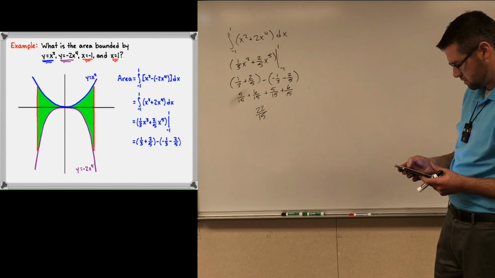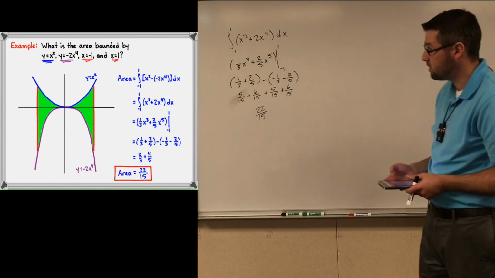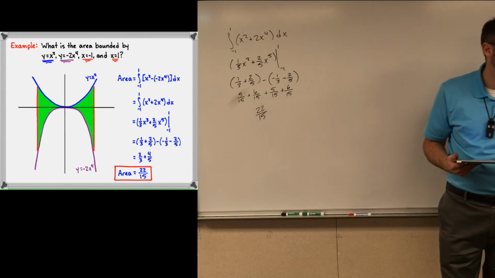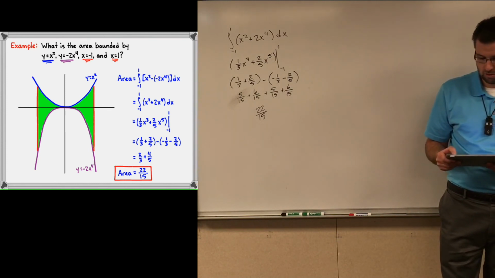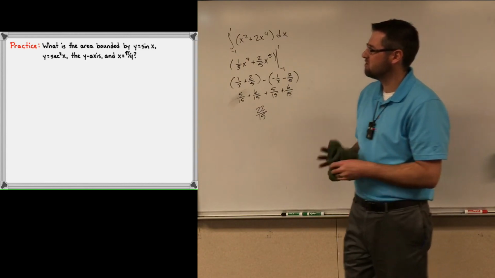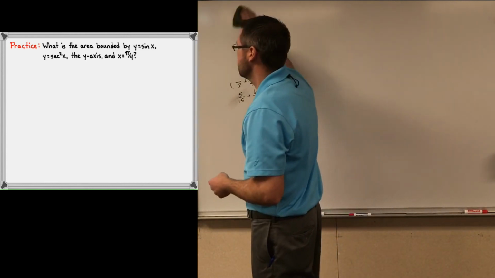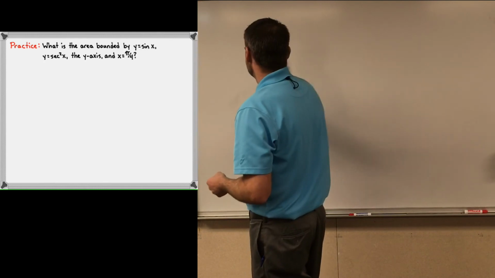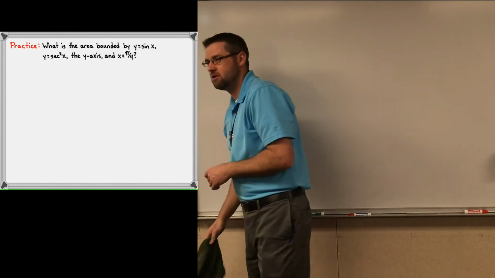All right. And that simplifies to 22 over 15. Are we good with this? Any questions? All right. Going on. One more unit to go. All right, you guys think through this without a calculator.